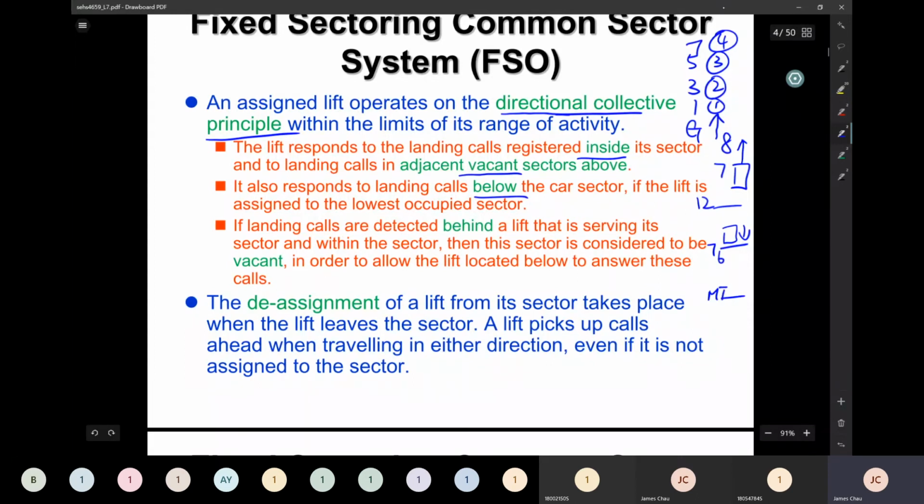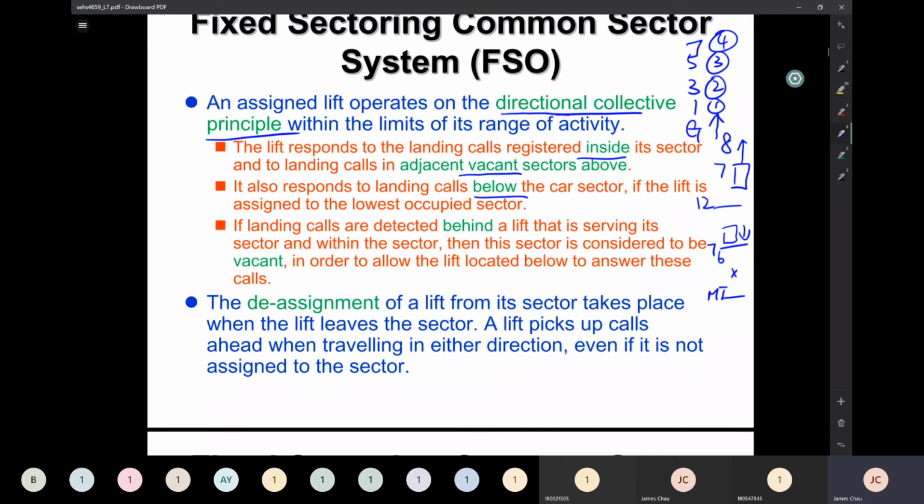Now inside this setter, if there is a call, because the leaf is going down, this call can still be served by the movement of the leaf. Okay, so if this leaf is in the lowest occupied setter, it will continue to serve the setter below. Okay.